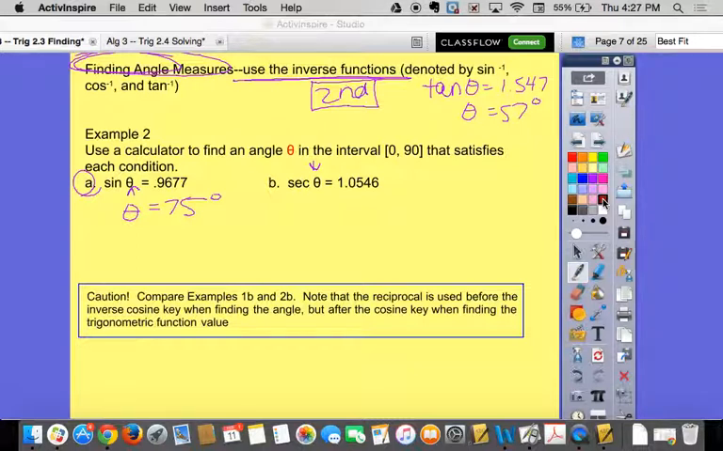Now the reciprocal of secant is cosine. That works out well because I have a cosine button. But you actually have to do the reciprocal of the other side. So you're going to turn it upside down. Now you're going to do exactly what we did before. I need to get rid of the cosine, so I have to hit the blue button, the inverse cosine is specifically what we're doing. And then I'm going to type in my fraction, 1 divided by 1.0546. Then if I'm going to round to the nearest degree, I've got 18.5, so I have to go up to 19 degrees. That's basically it.